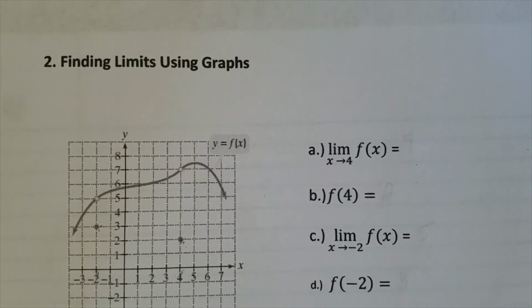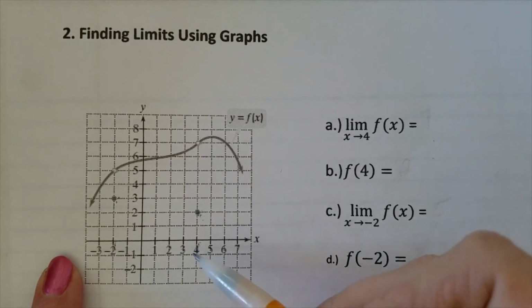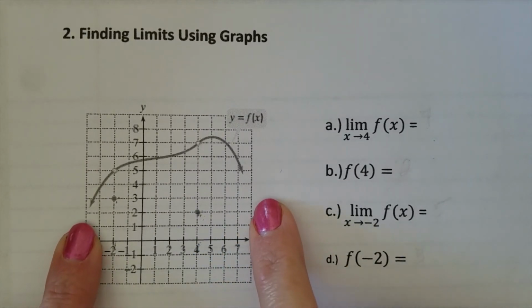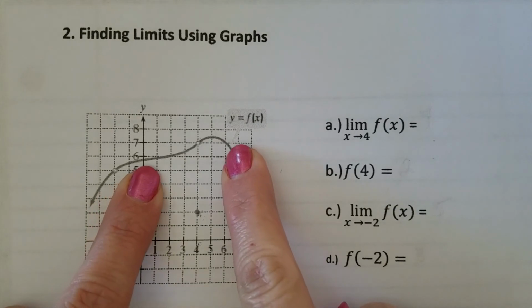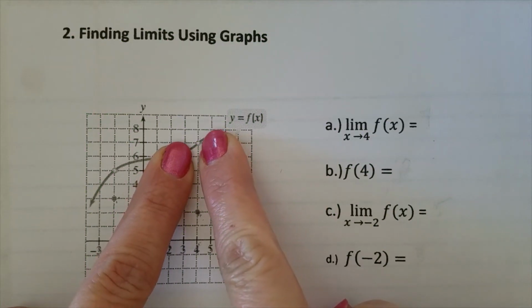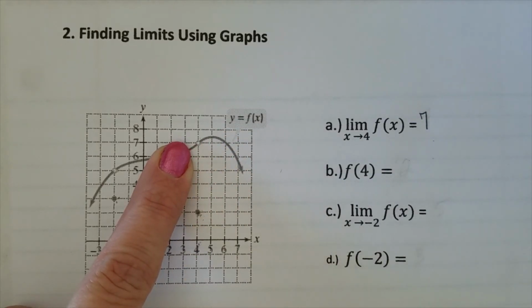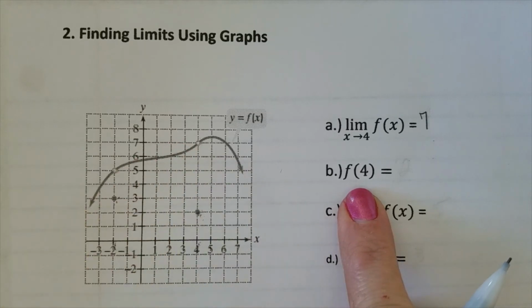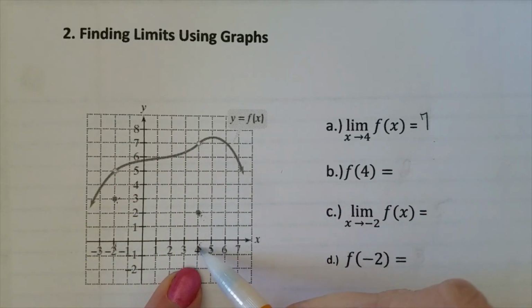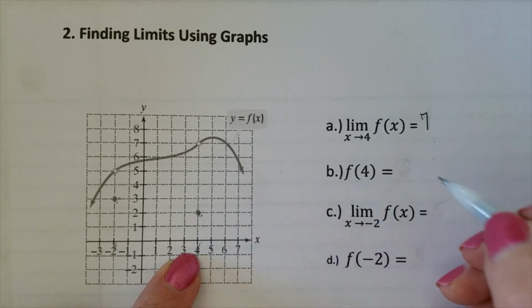A, limit of f of x as x approaches 4. Okay, so here's my graph. Here's x equals 4. As I'm coming in on this graph, what y value am I approaching? Well, I'm approaching 7, so the limit is 7. Now if I want to evaluate f of 4, here's my x value of 4. What's my output? What's the y value? See the closed dot? That is your y value. It is 2.